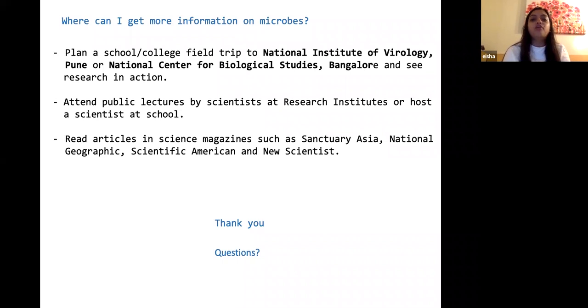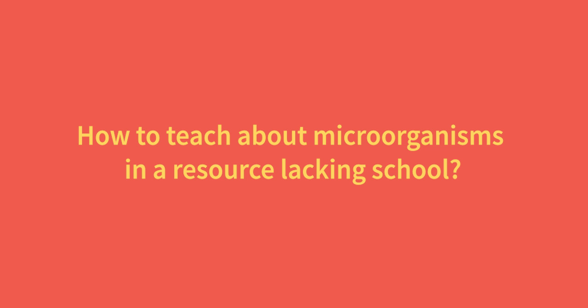If not, you can also read certain magazines. A school library can subscribe to these magazines. They are Sanctuary Asia, National Geographic, Scientific American, New Scientist. Sanctuary Asia is one of the Indian magazines. And this is something that I used to read when I was small, and that got me interested in genetics and microbiology. So this is something that school libraries can subscribe to if they want to know.